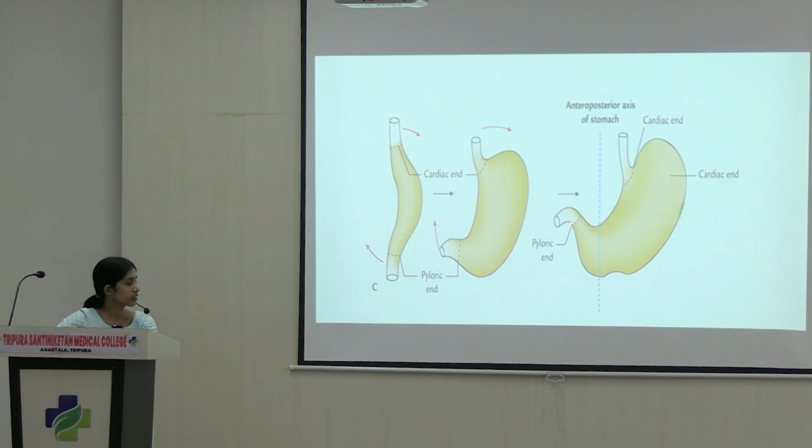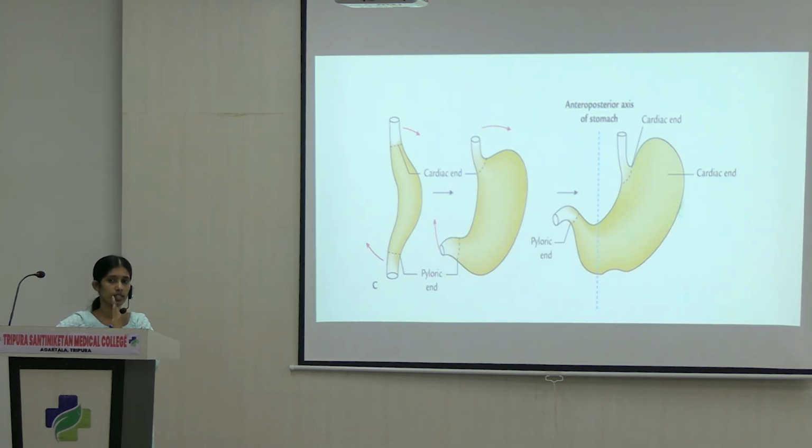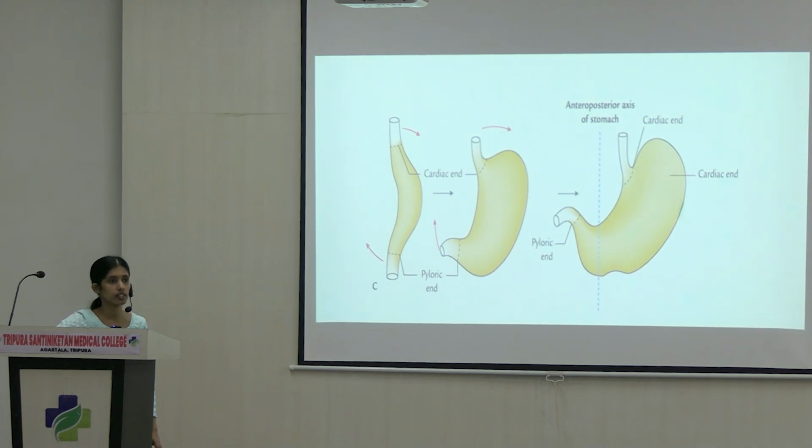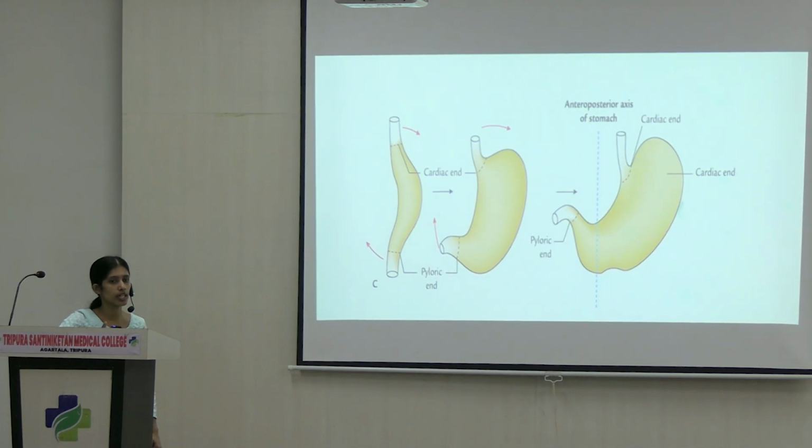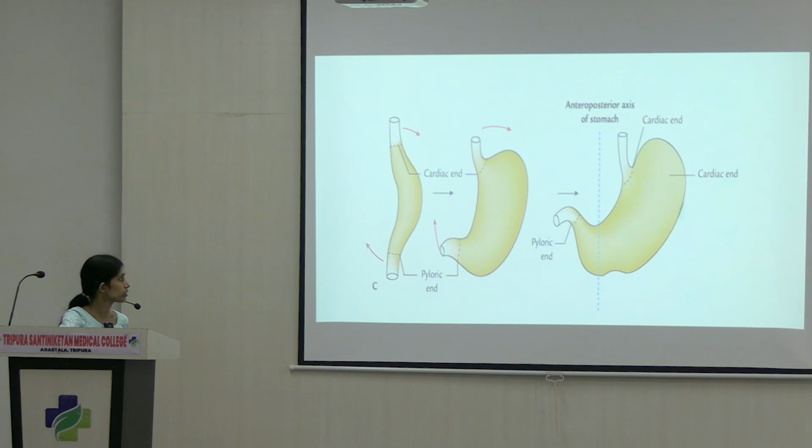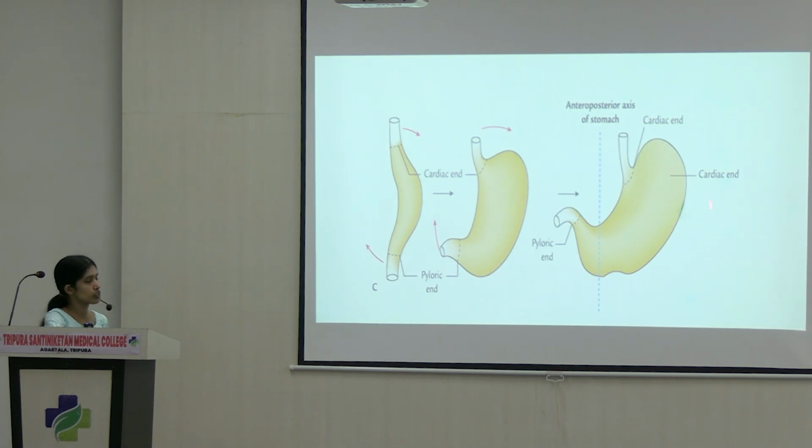The pyloric and cardiac ends which were staying in the midline will change their position. Your cardiac end will move towards the left side and also a little bit downwards, and your pyloric end will move towards the right side and also a little bit upwards. These are the events that take place in the antero-posterior axis rotation. That finishes the two rotations of your stomach. One is the 90-degree rotation or longitudinal rotation and another one is the antero-posterior rotation. So in adults, this is how your stomach will look.